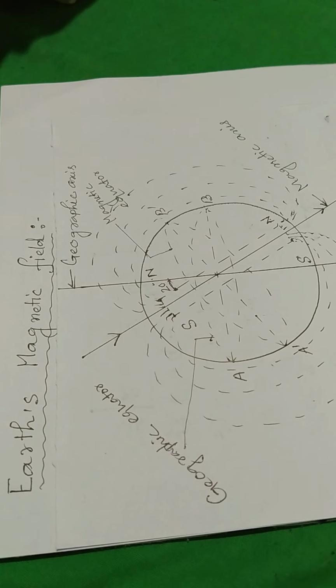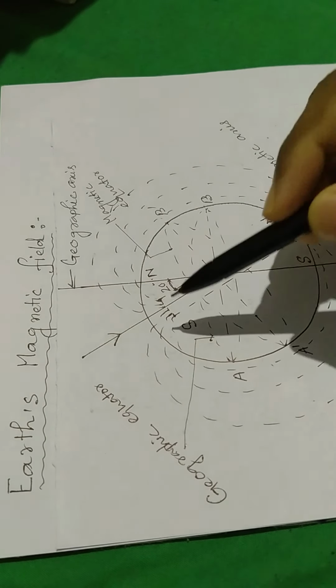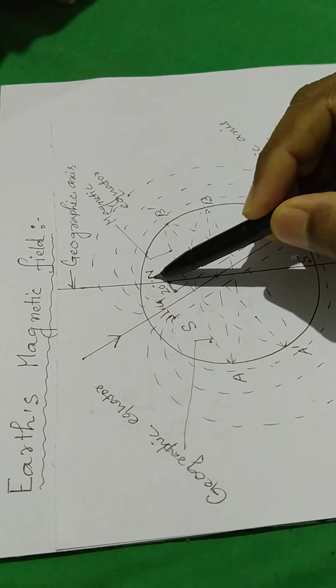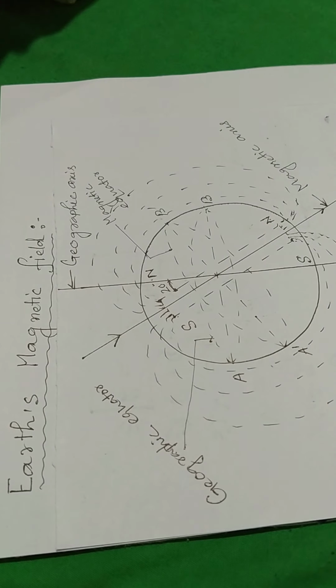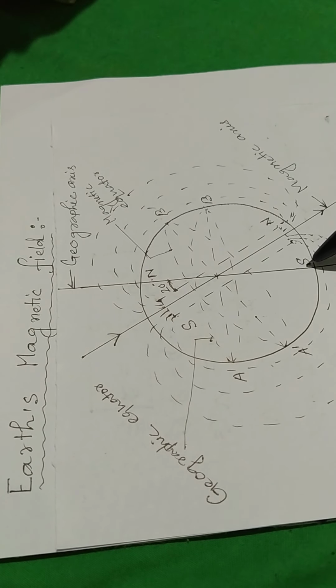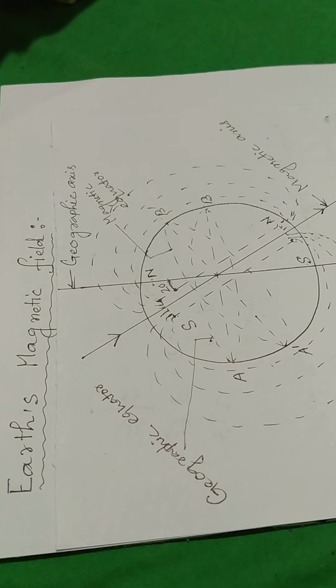The Earth possesses a magnetic field. It behaves like a huge magnet with its magnetic south pole towards the geographic north pole, and the magnetic north pole towards the geographic south pole.